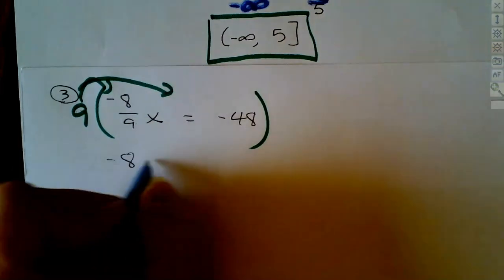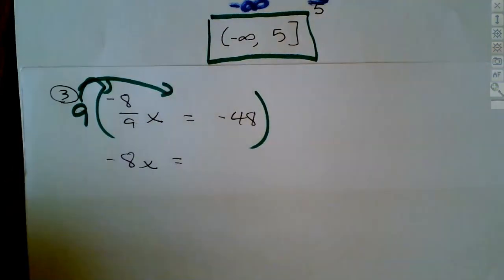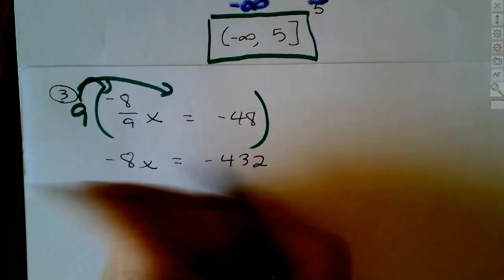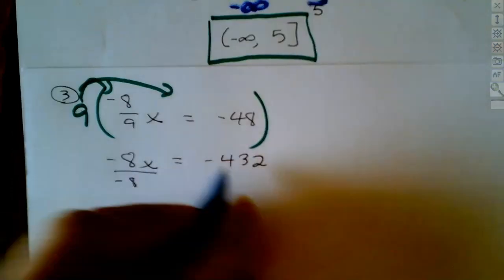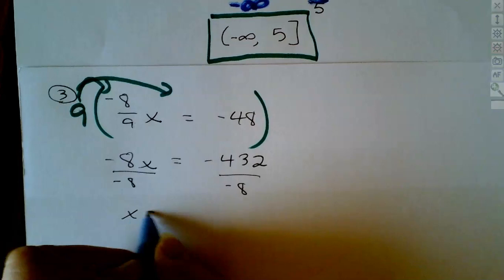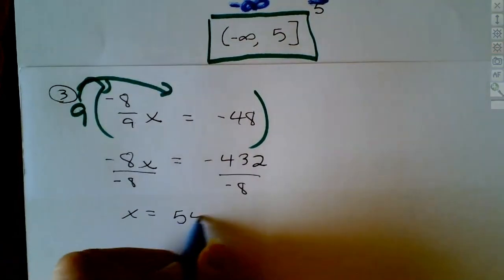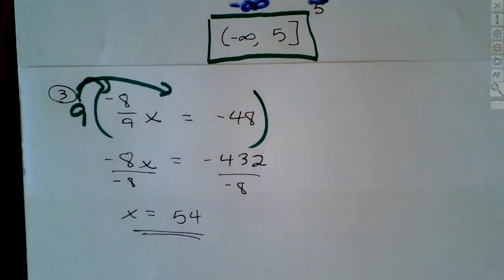And that leaves you with a minus 8x equals, we've got 9 times a negative 48. That's a minus 432. We divide by our negative 8. And negative over negative makes that now a positive. And so the final solution would be positive 54 there.